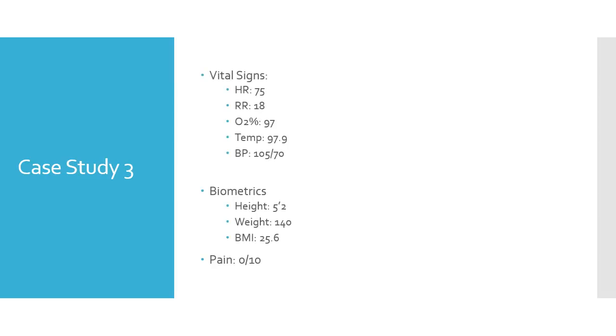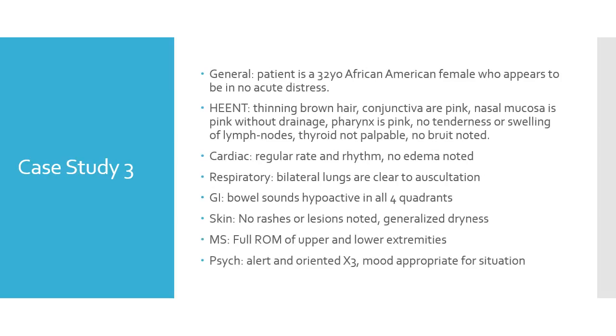Her vital signs are all stable. She is a little bit overweight, but she's not in any pain. Alright, so we have a 32-year-old African-American female who appears to be in no acute distress. She does have thinning hair. Her conjunctiva are pink. Her nasal mucosa is pink without drainage. Her pharynx is pink. No tenderness or swelling of the lymph nodes. Thyroid is not palpable, and no bruit is noted. She has a regular rate and rhythm with no edema.